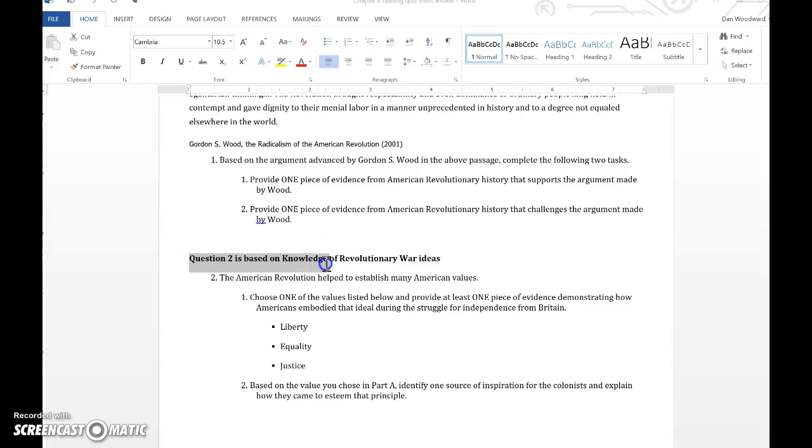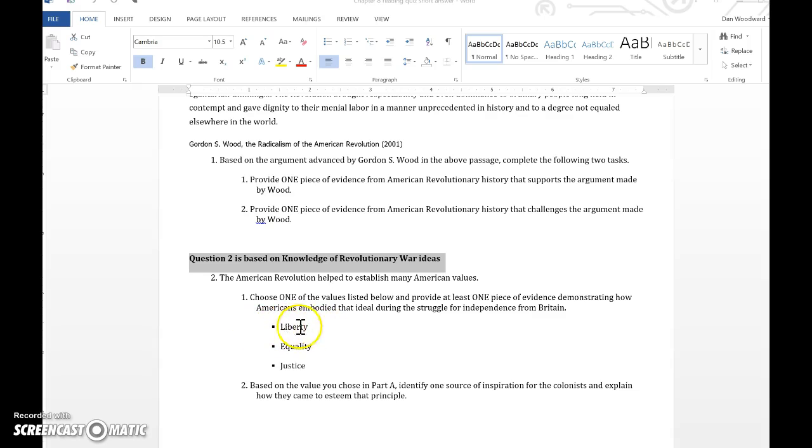In regards to question 2 here, the American Revolution helped establish many American values. Part 1 says, choose one of the values listed below and provide at least one piece of evidence demonstrating how Americans embodied that ideal during the struggle for independence from Britain. So whether you choose liberty, equality, or justice, you have to take yourself back to the build-up towards the revolution, towards independence, and find out what it was that the colonists were seeking in the way of liberties or freedoms that maybe didn't exist or were being taken away from the monarchy of England.